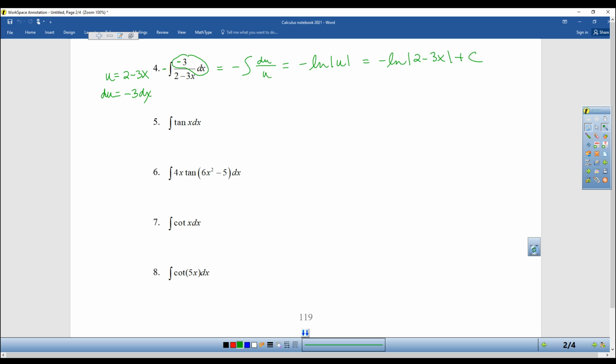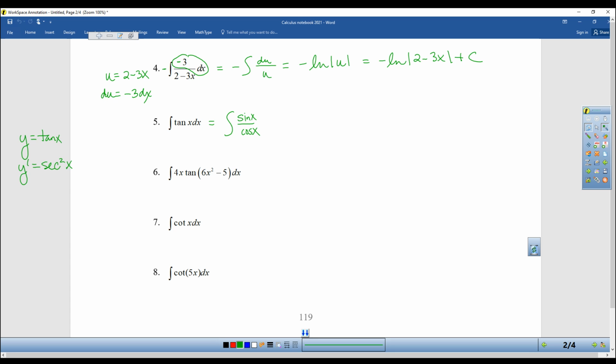So this is actually how we integrate tangent. Remember, sometimes people accidentally write secant squared. If y is equal to tangent, its derivative is equal to secant squared. But there's no derivative that's just tangent. There's a secant tangent. So then the question is, how do you go backwards? You do it by changing it to sine over cosine.